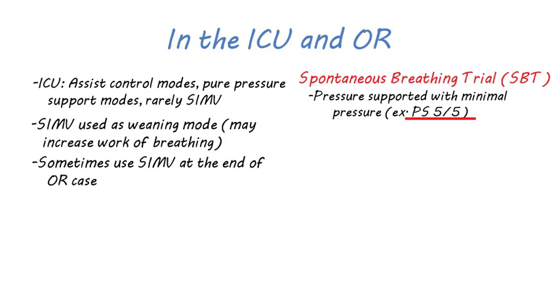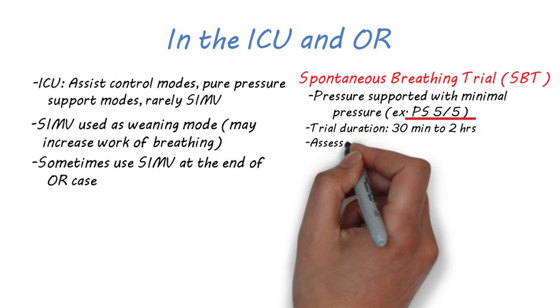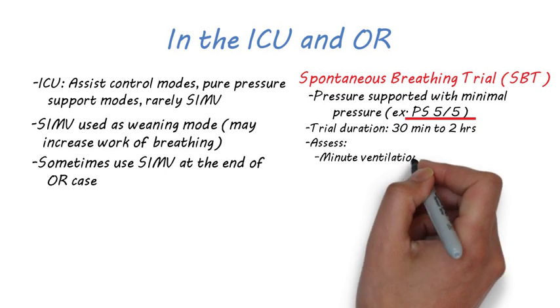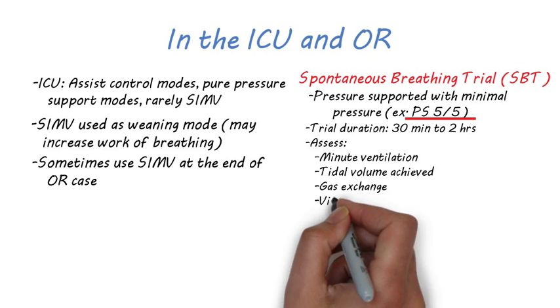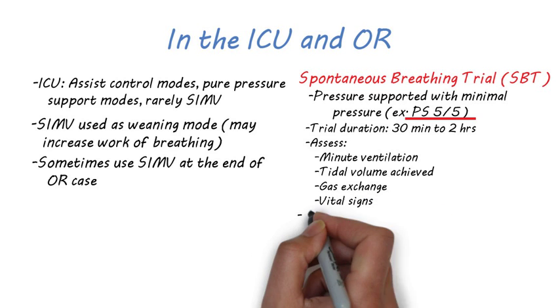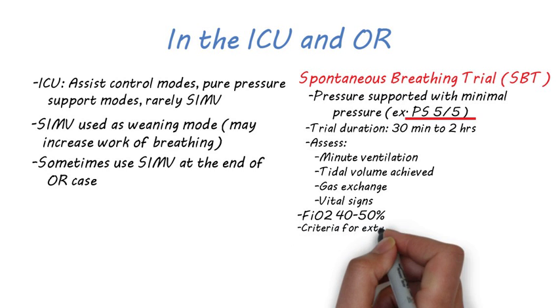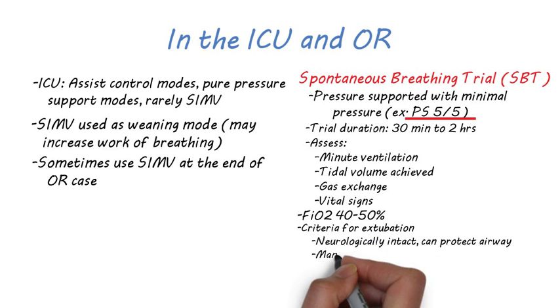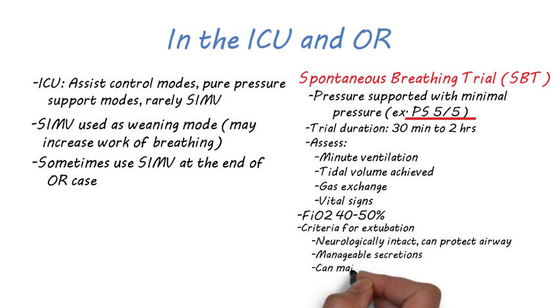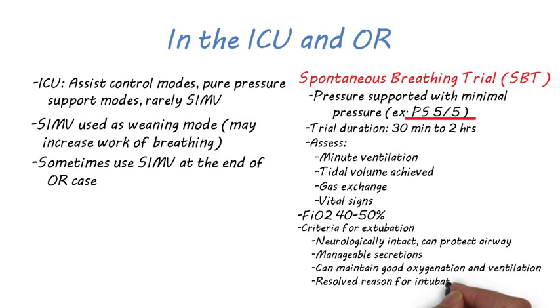In the ICUs, this trial is performed for 30 minutes to 2 hours. During an SBT, you want to assess your patient's minute ventilation, tidal volume achieved with this low level of support, gas exchange, and vital signs. SBTs are performed with an FiO2 of 40 to 50%. Some of the criteria we'll look at for extubation include: a patient must be neurologically intact enough to protect his or her airway, have manageable secretions, be able to maintain good oxygenation and ventilation on these minimal settings, and finally, the reason that the patient was initially intubated should be resolved or resolving.